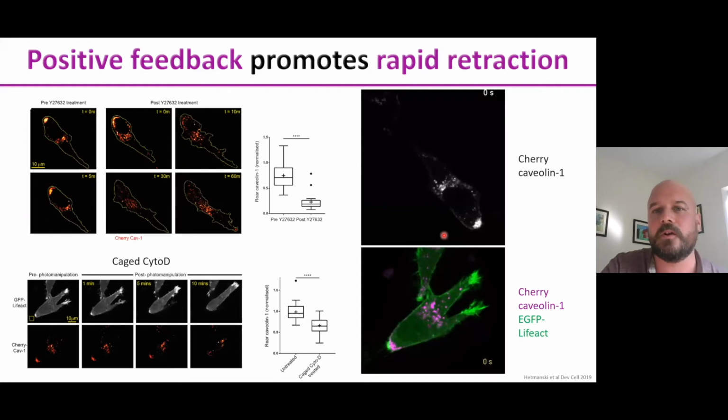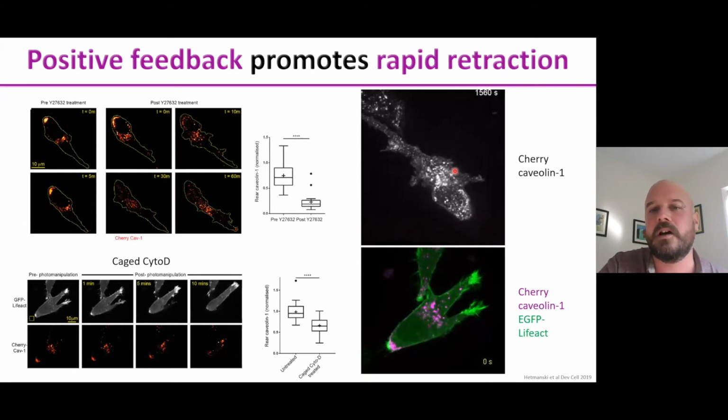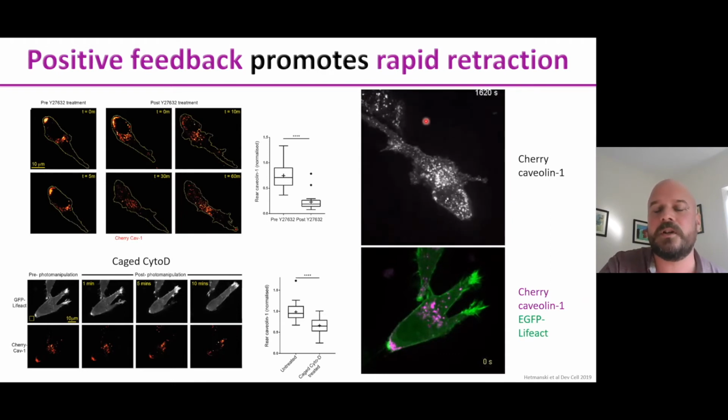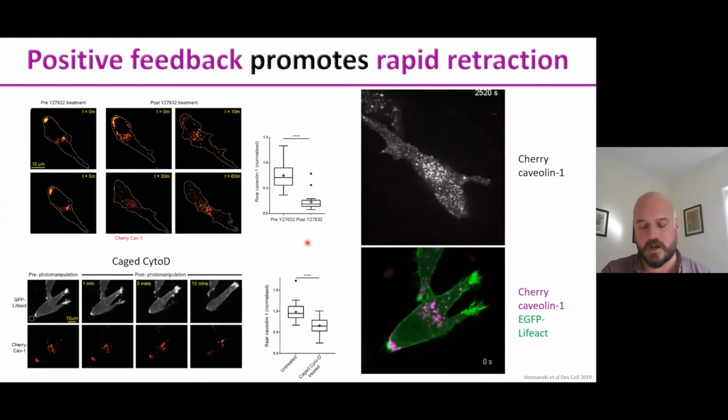The movie on the right is probably the best illustration of this. As we flow in the ROCK inhibitor, the caveolin melts away, internalizes, and the cell stops moving. So this is a global inhibition of contractility that redistributes caveoli. And what we wanted to try was something a little bit more focused.